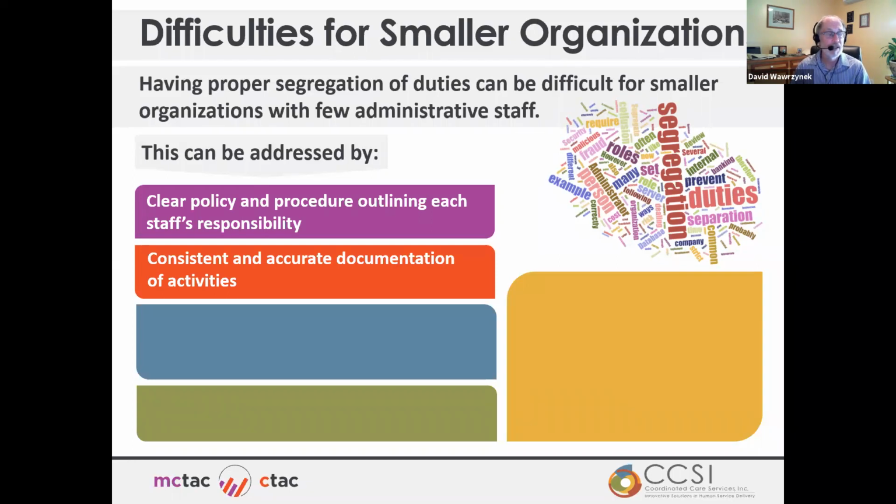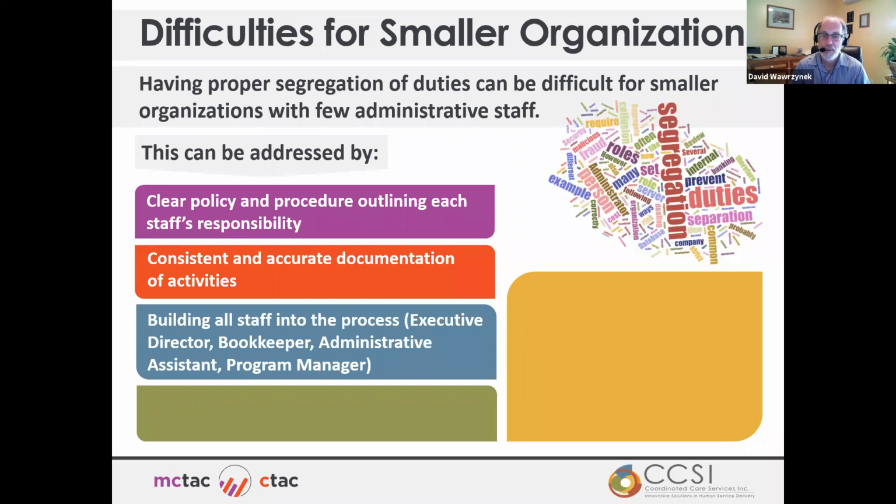Have consistent and accurate documentation of activities. If somebody has to initial off on an invoice, have somebody initial off on an invoice every single time. Somebody has to stamp an invoice when they come in. Somebody has to stamp an invoice every single time. They have to be consistent. All of those procedures are part of your segregation of responsibilities and your control environment. If you're not following them, that's where your risks come in.